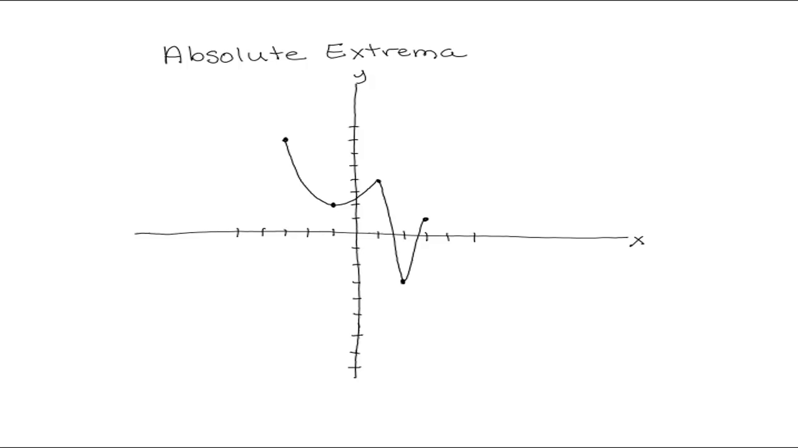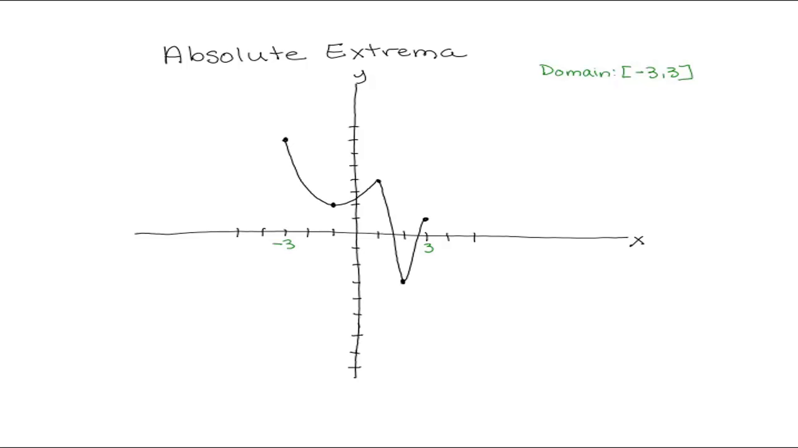So let's start off by looking at an example. In this funky graph that I drew, we see that the function is only defined between x being negative 3 and positive 3. So the domain of our function in this example is from negative 3 to positive 3. So when we talk about finding the global extrema or absolute extrema of this function, we just want to find the highest y value of the function and the lowest y value of the function.